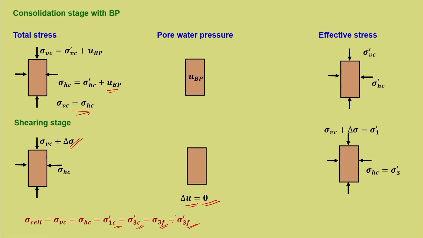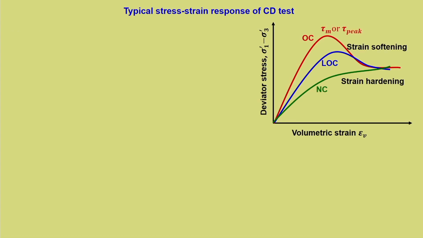In the CU test, this was not equal to sigma 3f, sigma 3 dash f. Why? Because in the final shearing stage, there will be pore pressure development. So, the final effective confinement pressure will not be the same as the initial, the pore pressure will be there. And the final deviatoric stress is sigma 1 dash minus sigma 3 dash at failure.